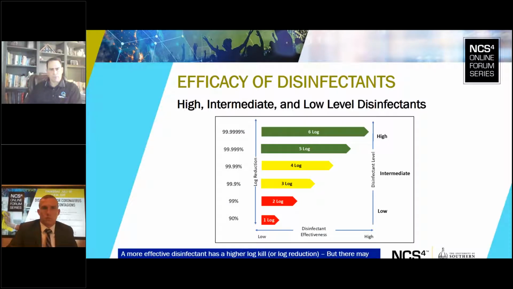So if we look at this in another way, instead of showing how much virus we have remaining, we're showing how much we're actually killing. So let's go on the far right of this chart. You can see that when we have a 1 log or a 2 log kill disinfectant, that's actually a very low efficacy disinfectant, and we call that a low level disinfectant. If we have a very high level of kill, in other words, a 99.9999% or a 6-log kill, we call that a high level disinfectant. So you'll see this on many products that they will describe their level of kill in either percent or log kill, and this is simply what it means.